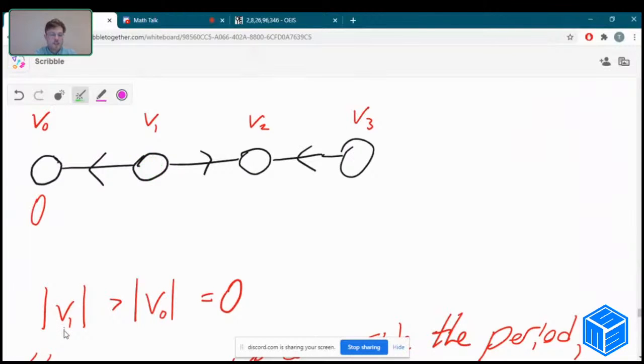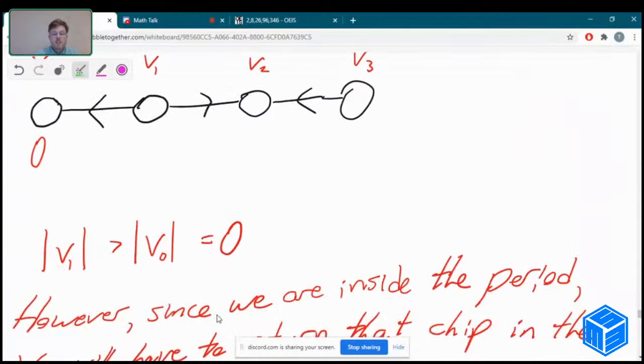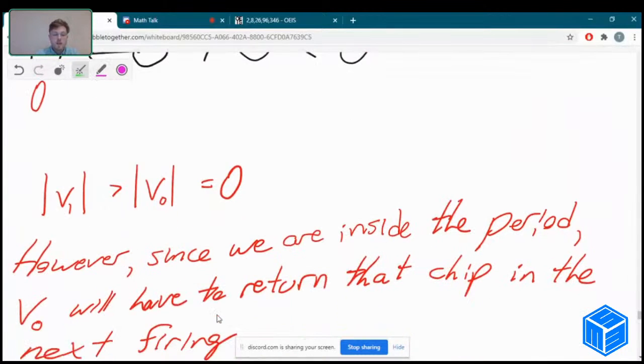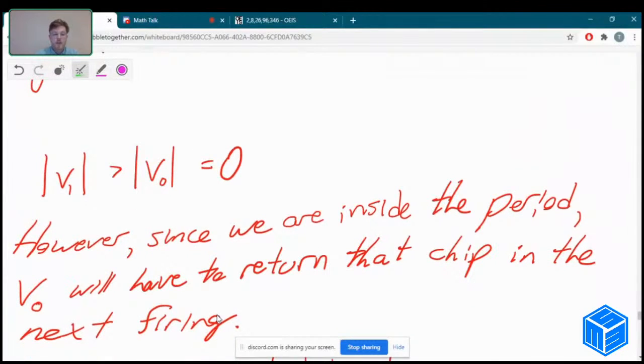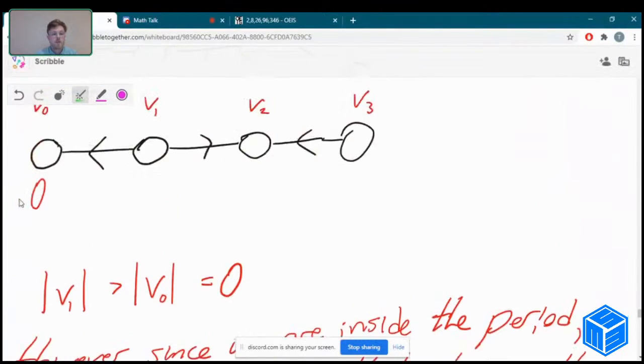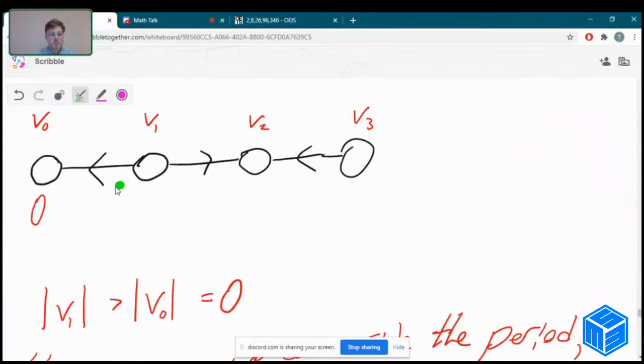Stack size of V1, I use absolute values for stack size. The stack size of V1 has to be greater than V0. And I know that the stack size of V0 is equal to 0. But I have a little bit more information. Since we are inside the period, V0 will have to return that chip in the next fire. Think about it. If V0 receives a chip initially, it's going to go up to 1. That 1 needs to go back to 0, or else I was never in the period to begin with. So it will have to give it back to V1.